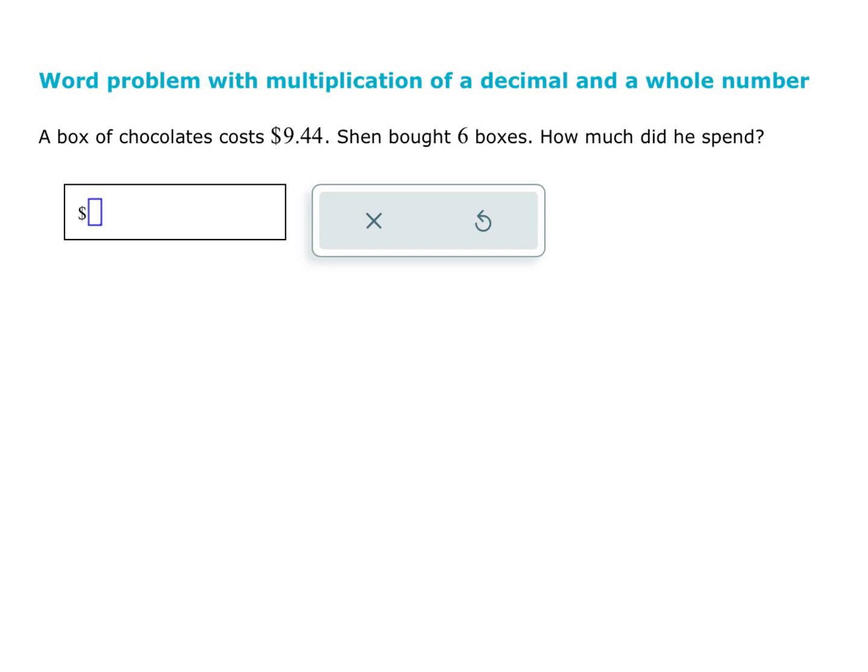One more problem. A box of chocolates cost $9.44. Shen bought 6 boxes. How much did he spend? $9.44 times 6. 6 times 4 is 24. 24 plus 2 is 26. And 54 plus 2 is 56.